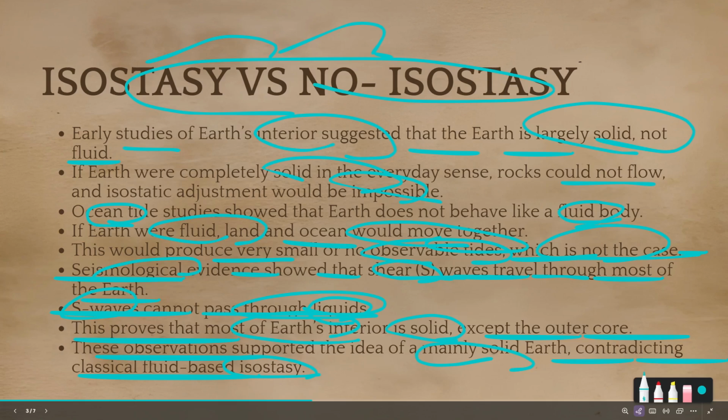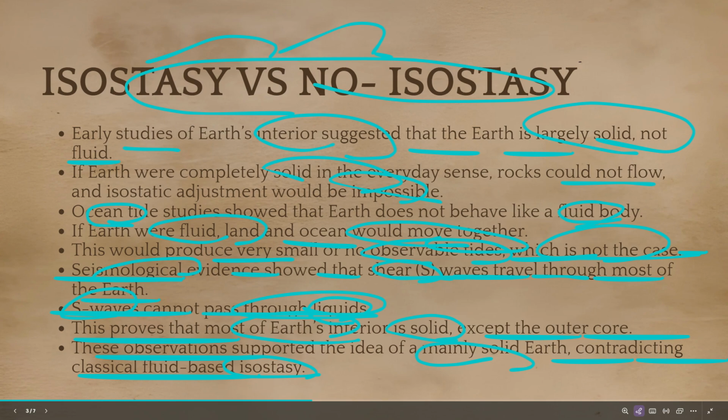So what happens is, firstly, they say that Earth is fully solid. Okay, but it's not possible because we have this isostatic adjustment and things like that. So they said that Earth is fully fluid, but that's not possible because we can see the tides in the oceans, and that is not possible if the Earth is not solid.